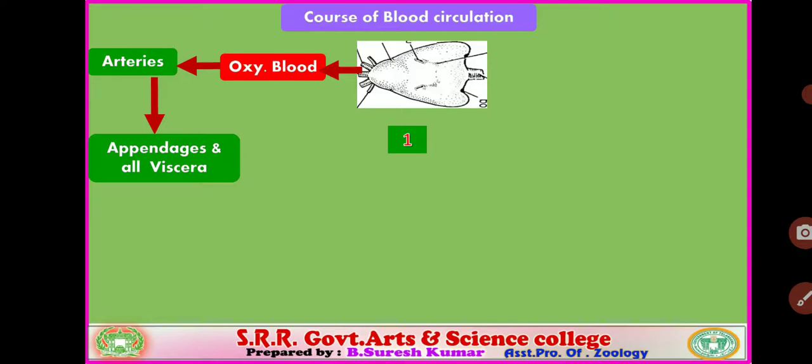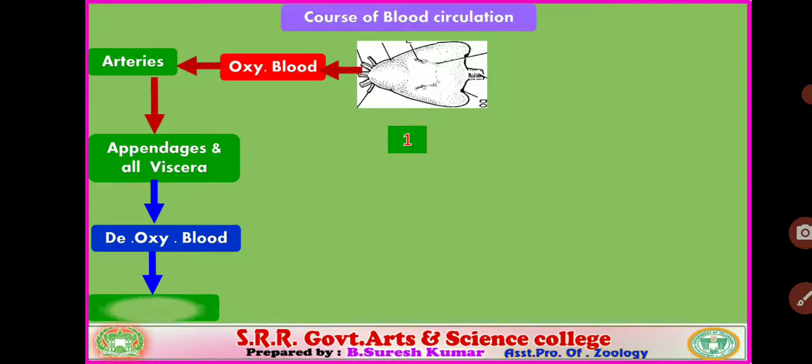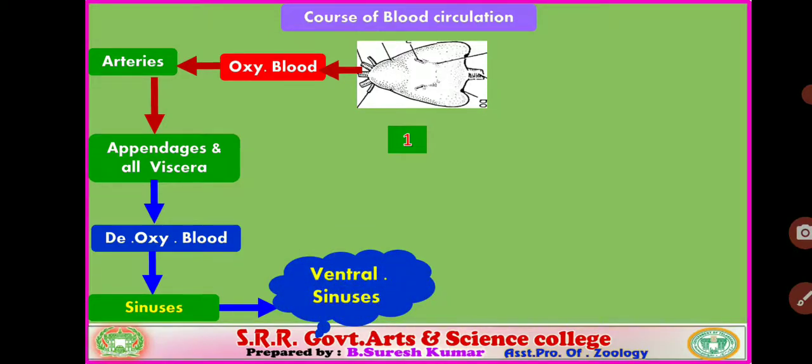So the oxygenated blood is supplied to all the appendages and visceral organs by arteries, and after that the blood becomes deoxygenated. Now the deoxygenated blood is collected into sinuses. Okay, so many sinuses are there. From all sinuses, the deoxygenated blood is collected into two main ventral sinuses, present below the hepatopancreas, and from the ventral sinus the deoxygenated blood is received into afferent branchial channels.